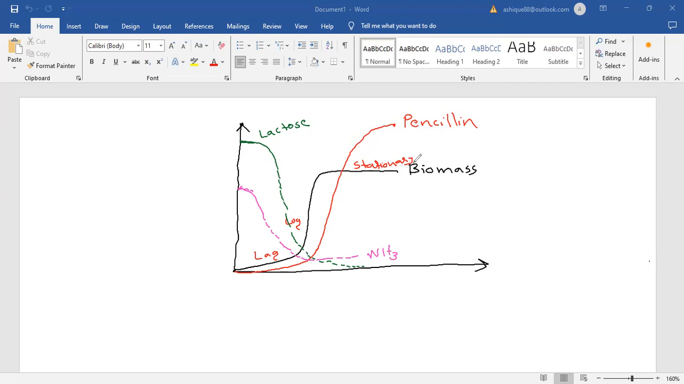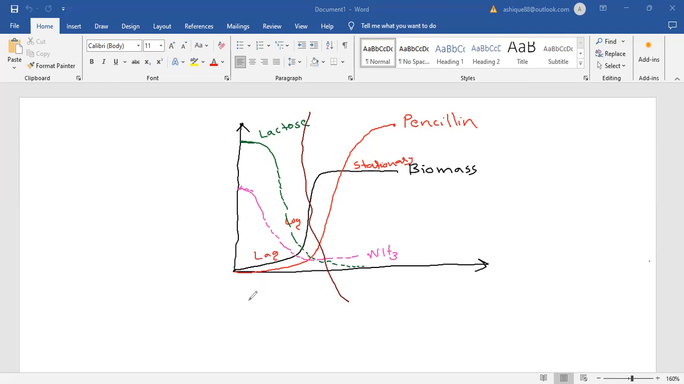So into the media, suppose, if I am adding, when this was happening, till this stage it was happening, so this means the lag phase is there and the log phase was happening.